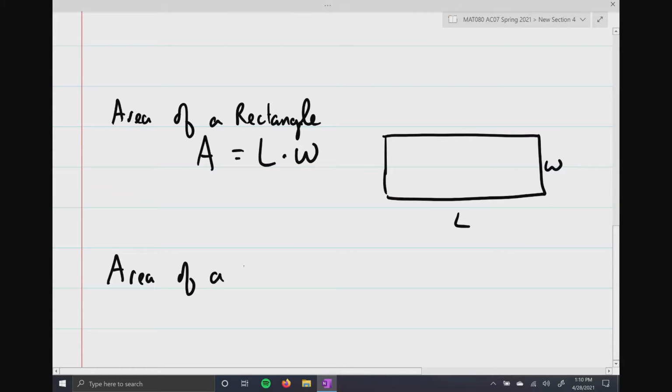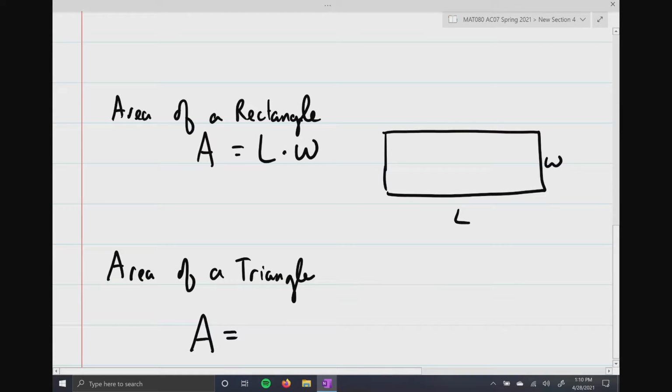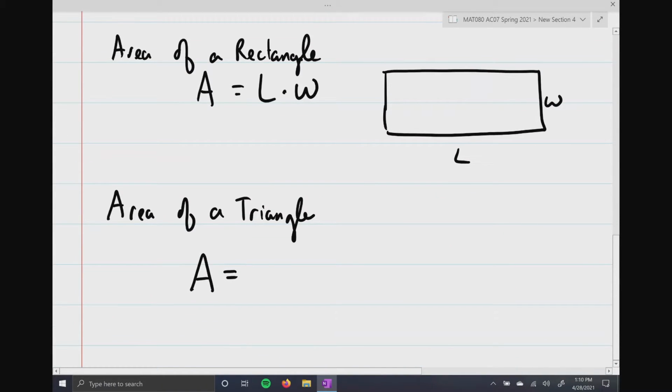Now, if I asked you what the area of a triangle is, what would you say? To be honest with you, all the information you need is on the board already. I know, I'm asking for a completely different shape. But if I asked you, what is the formula for area? All the information you need to actually come up with your own formula.